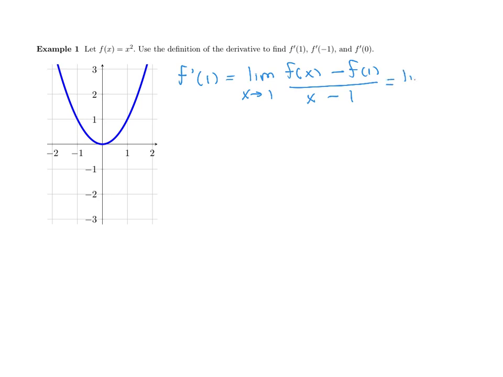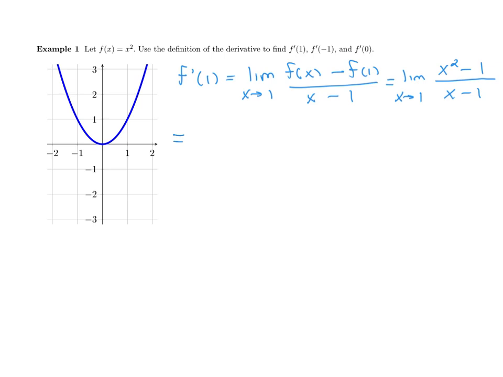Now this thing is the limit as x approaches 1 of, well, what's f of x? We have a formula for it. It's x squared. What's f of 1? Well, if you put 1 into this function, you get 1 back. And this is divided by x minus 1. If you want to find f prime of 1, which is the slope of the tangent line here, you have to solve this limit. And we've done stuff like this before. This one's not too hard to solve. I can factor the top and cancel the x minus 1.